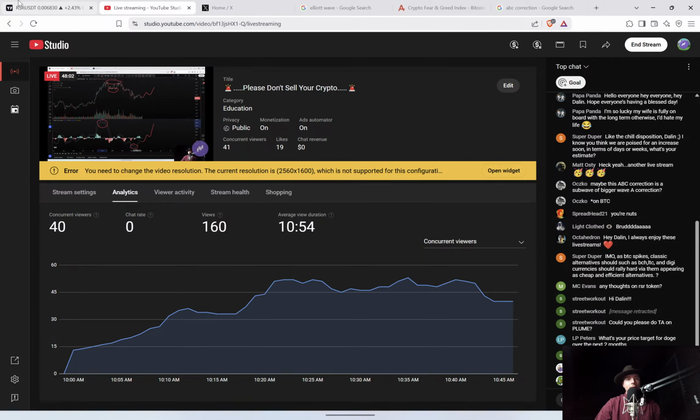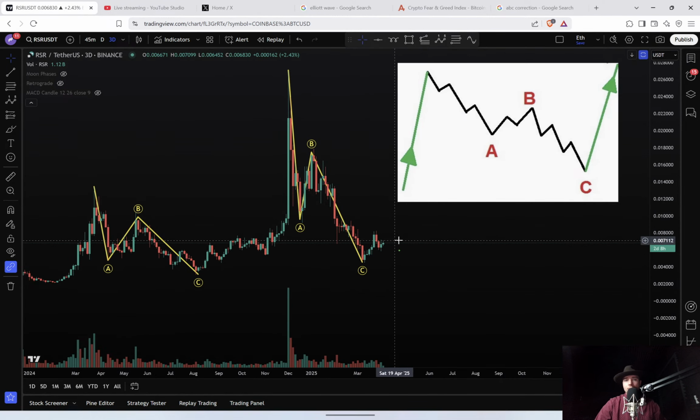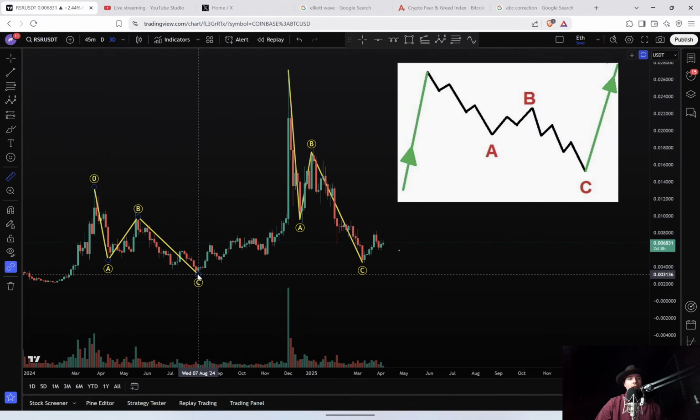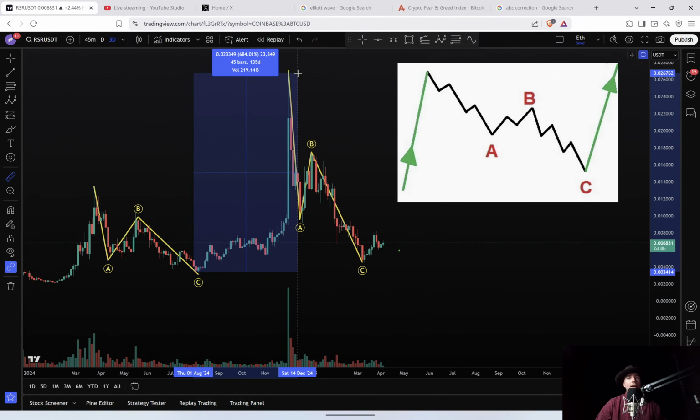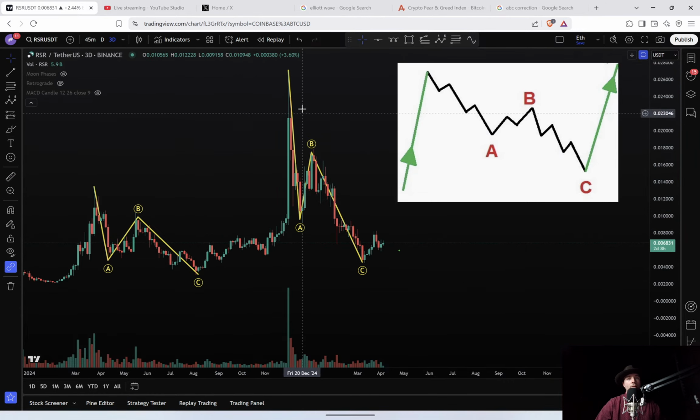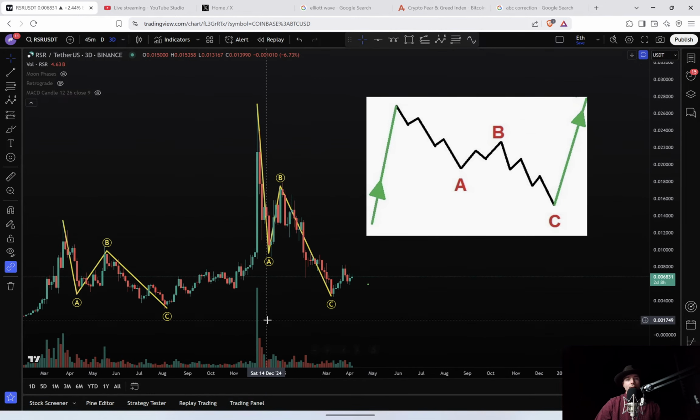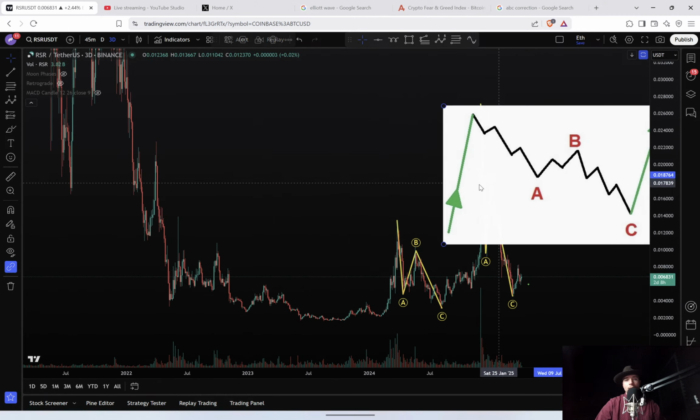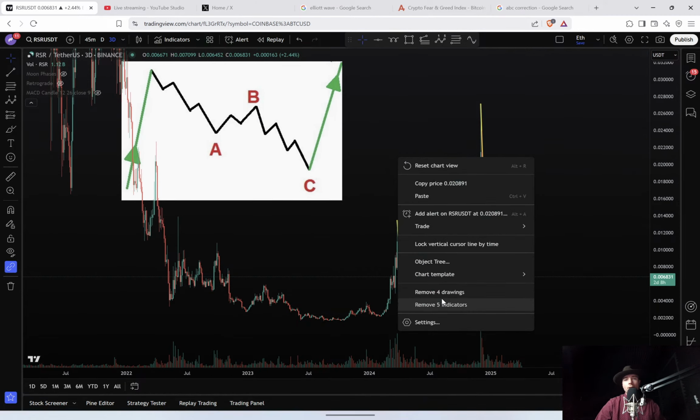So yeah, I do think it's going to turn around as a result of this ABC correction, and it could do a percentage gain even bigger than this one. This was 710% or whatever from the low to the high. This could do like 8x or 10x off of this current low for RSR.